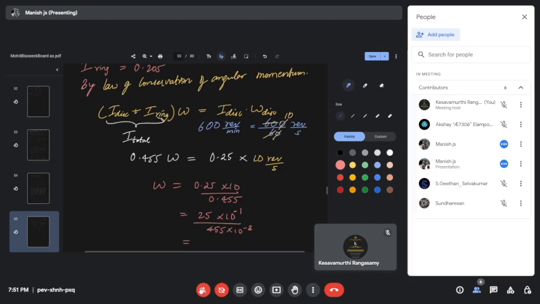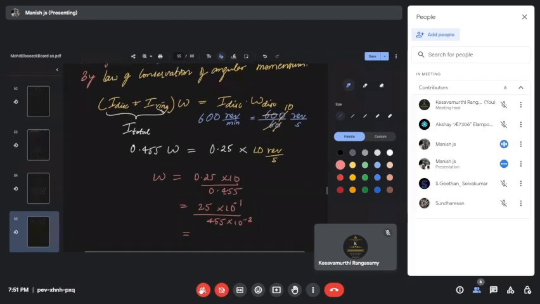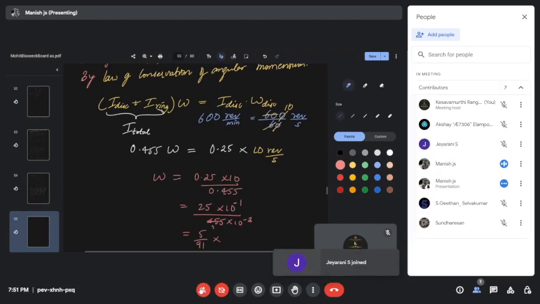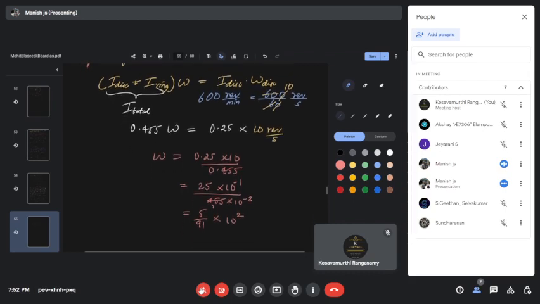You need to cancel out. Cancelling is very important. 25 5s are 125, 455 goes 91 times. I think you get 5 upon 91 into 10 raised to minus 3. Moving it up, it becomes plus 3, and minus 1 would give you 2, right? So it's 500 by 91. How much is 500 upon 91? You will have to find out in decimals. You will have to go for a division now.